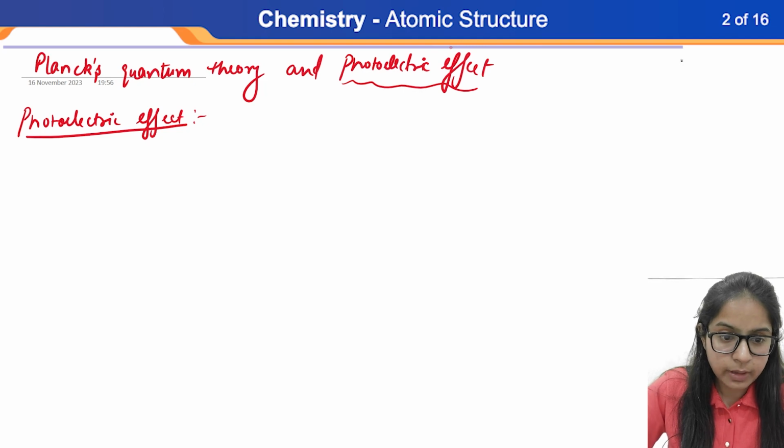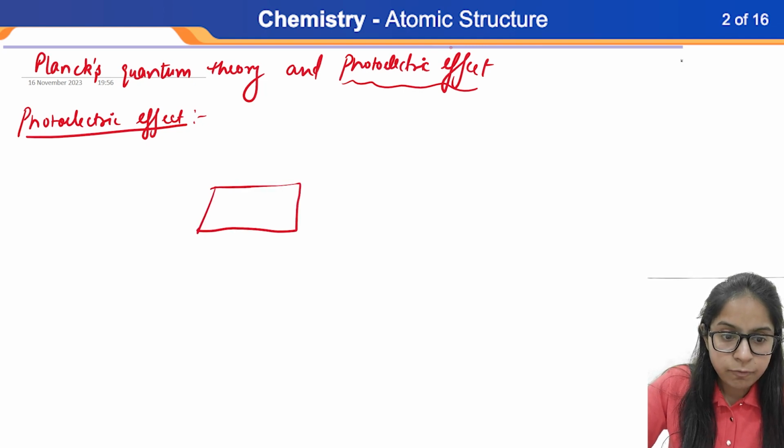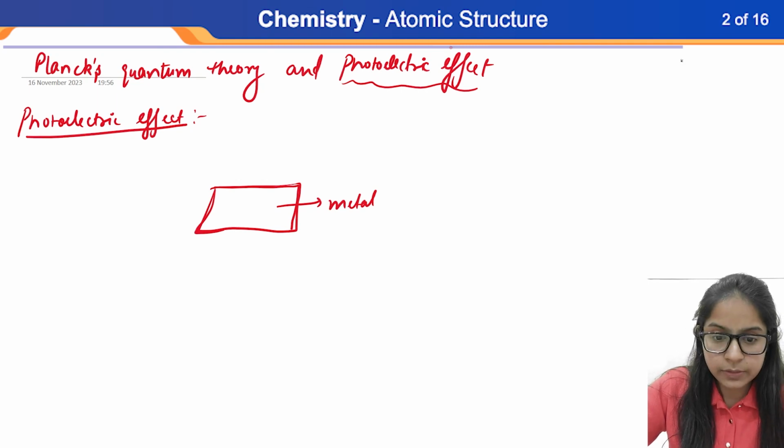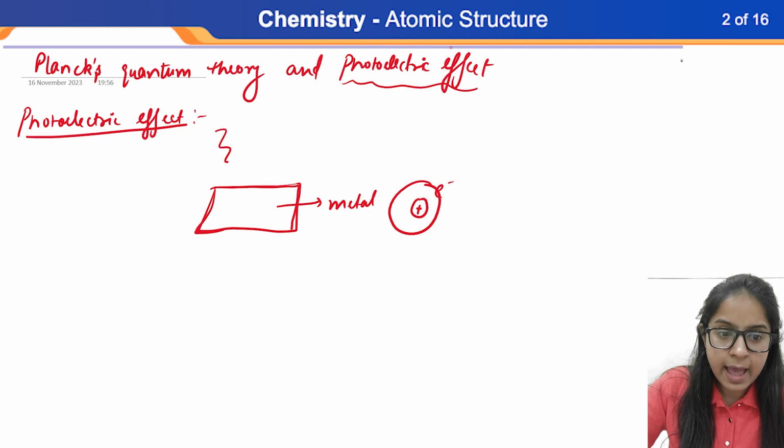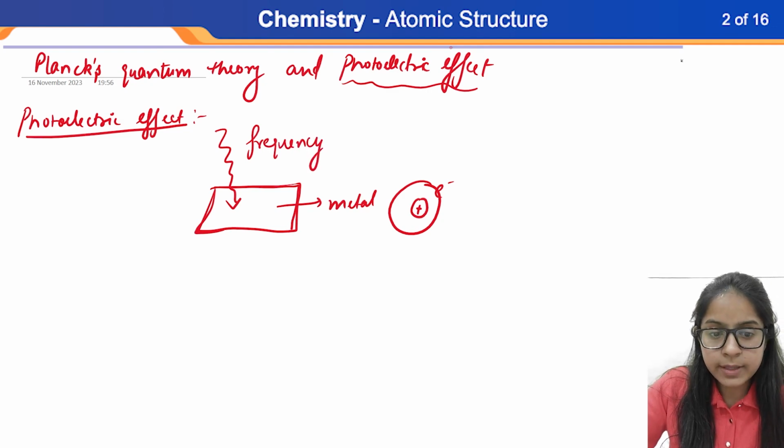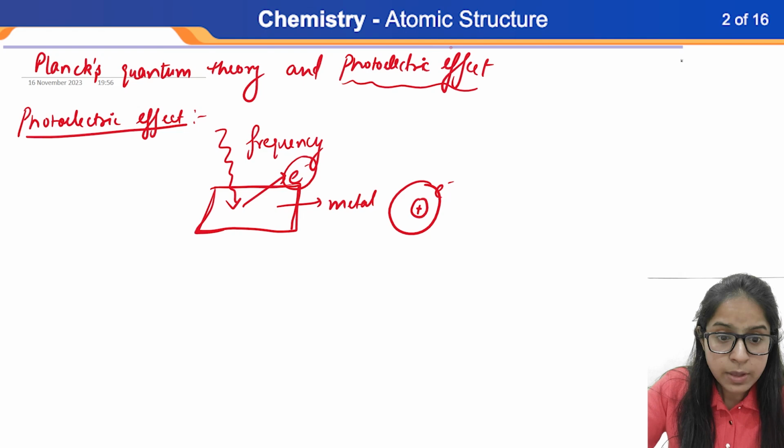Let me take a metal surface. A metal has atoms, and in the atom there is a nucleus in the middle, and around it electrons revolve. According to the photoelectric effect, if light of suitable frequency, mind it, if light of suitable frequency is thrown on this metal surface, an electron is going to get ejected.